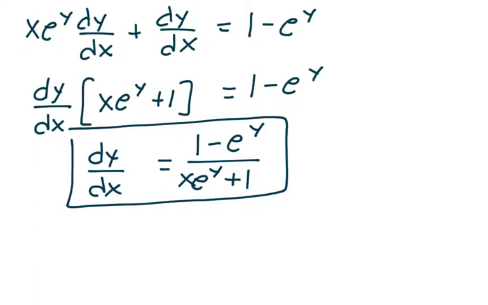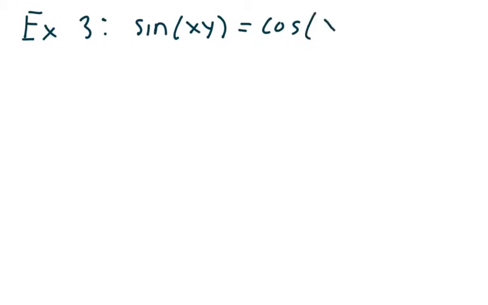Let's take a look at another example. We'll call this example 3. Suppose I had sine of xy equal to cosine of x plus y. So I'm going to take the derivative with respect to x on both sides.